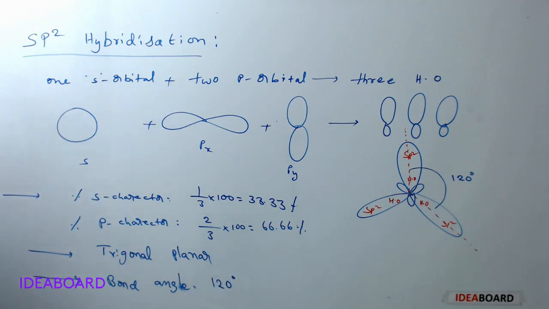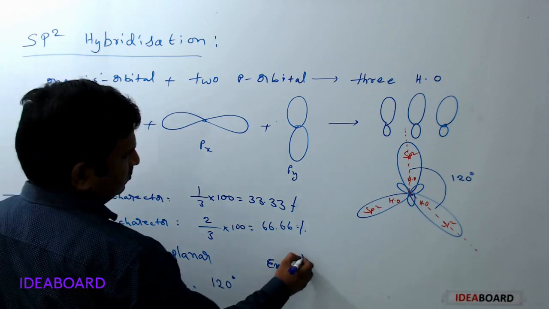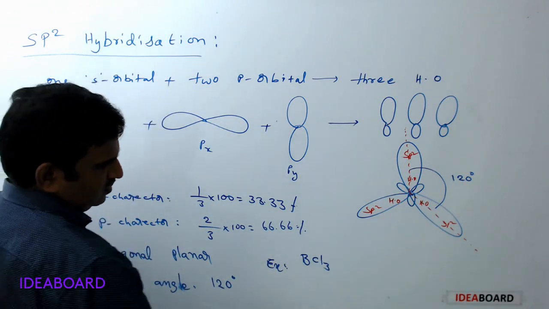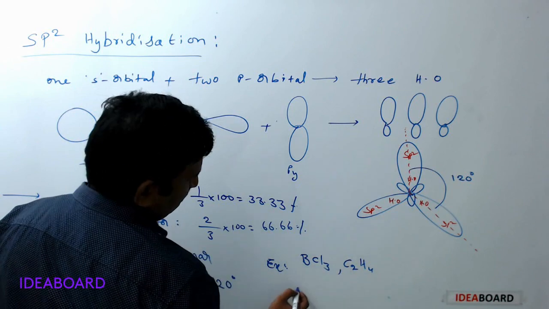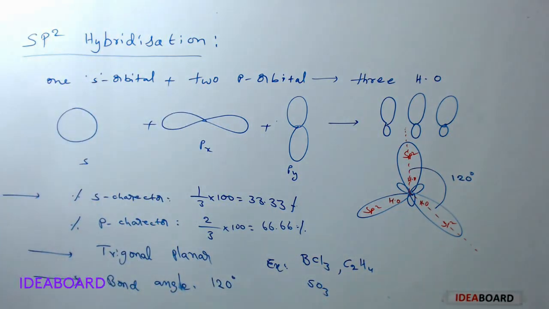And examples for this sp2 hybridization are BCl3, and another example is C2H4 and SO3, we can say. So this is sp2 hybridization.